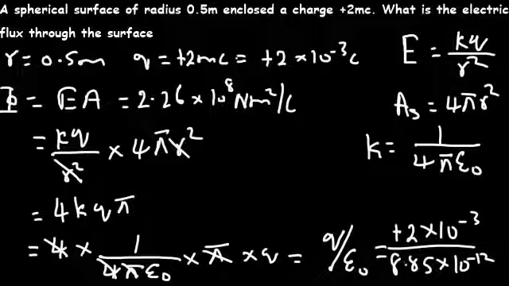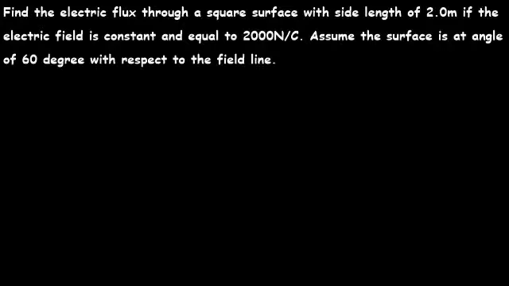On to example number 2. Find the electric flux through a square surface with side length of 2.0 meters if the electric field is constant and equal to 2000 Newton per coulomb. Assume the surface is at an angle of 60 degrees with respect to the field line. So the question asks us to find the electric flux. Which formula are we using?